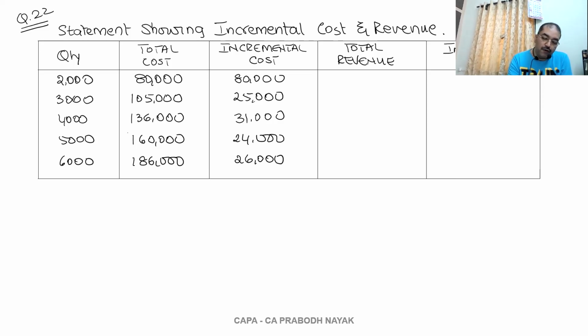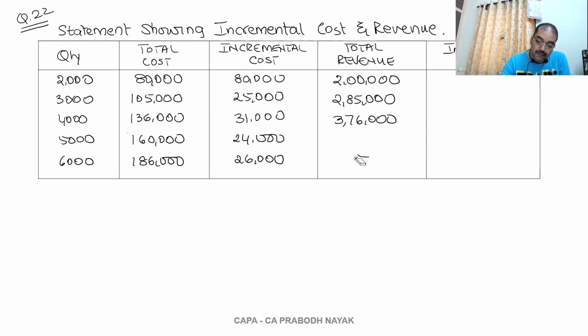Revenue: 100 into 2,000 is 2 lakhs. 95 into 3,000, 2,85,000. 94 into 4, 188, 3,76,000. Incremental revenue: 2 lakhs here, 85,000 here, 91,000 here.